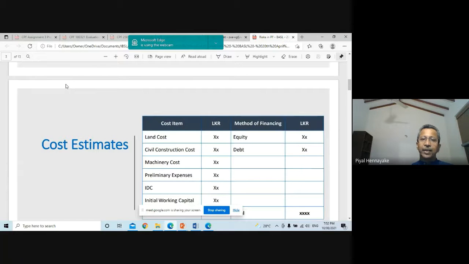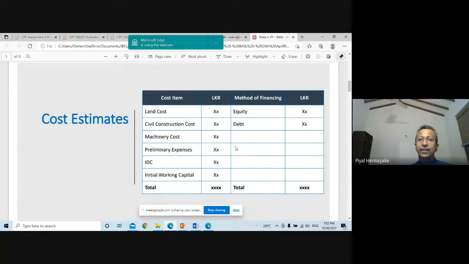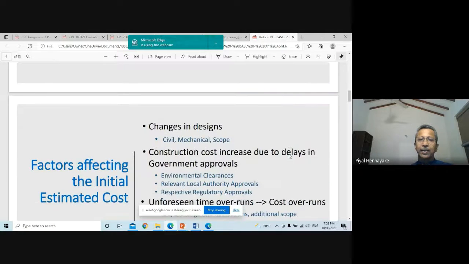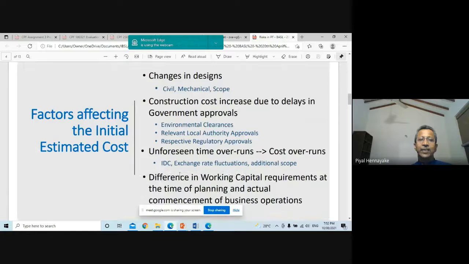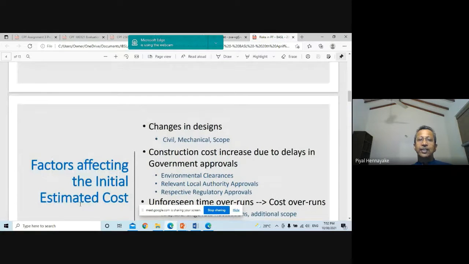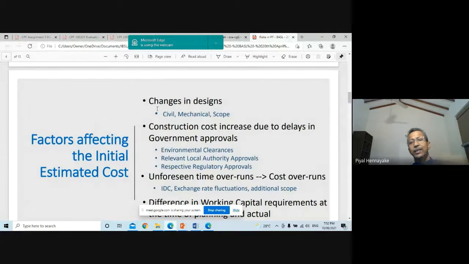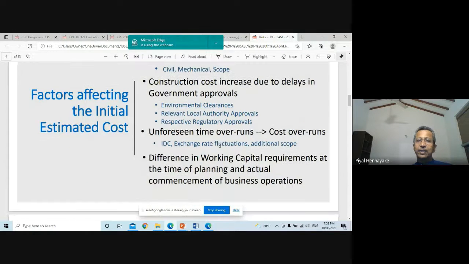She explained the project cost, how project cost is done. Right, one side is the cost items, other side is how it is financed. And the factors affecting the initial estimated cost, she took us through the design changes, right? And sometimes delays in government approvals.